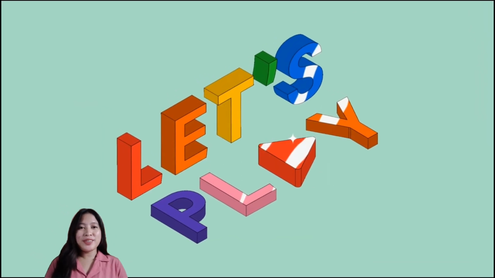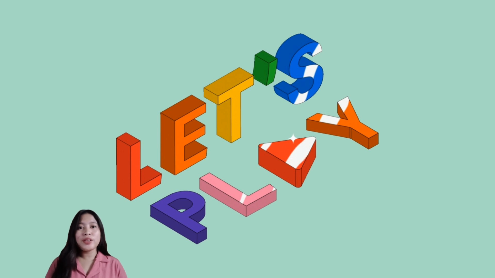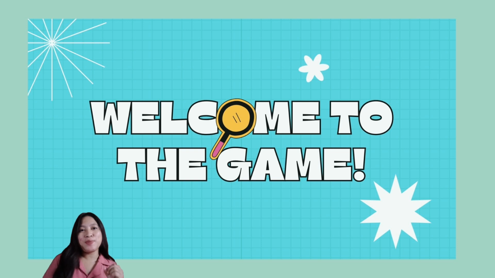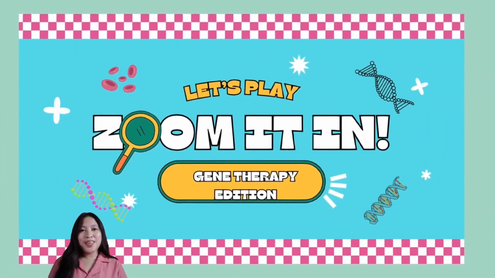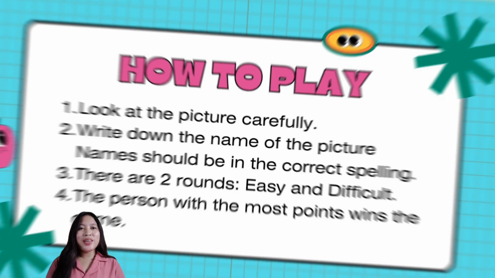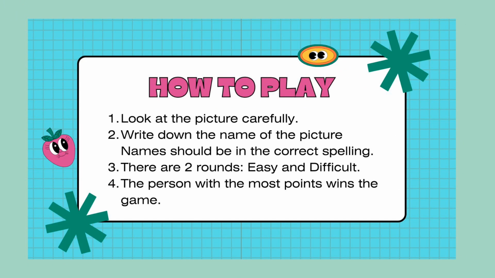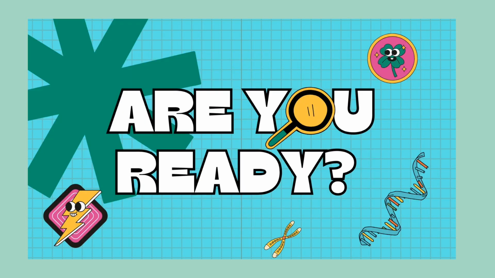But before we start, I prepared a short icebreaker. So let's play a game. Welcome to the games. The title of the game is Zoom It In: Gene Therapy Edition. How to play the game? First, look at the picture carefully. Second, write down the name of the picture. The name should be in the correct spelling. Third, there are 2 rounds, easy and difficult. And last, the person with the most points will win the game. Are you ready to play?